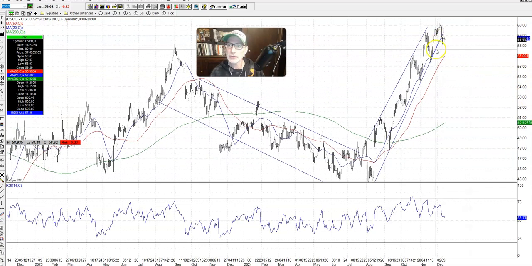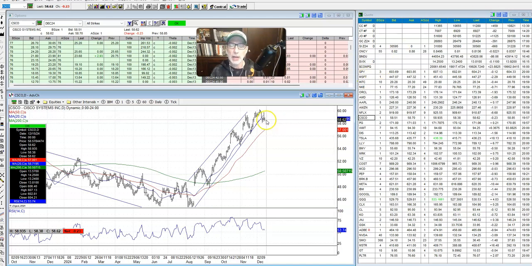You can't really see it, but here's the 20-day moving average right here as well. So it's sitting right on the 20-day moving average. If it doesn't bounce in the next couple days, it may fall back to the 50-day moving average. So keep an eye on Cisco there for a potential bounce or a drop to the 50-day moving average.